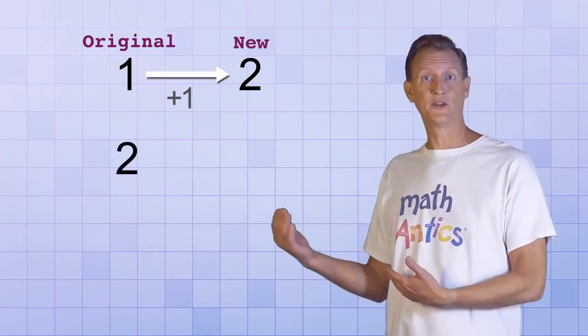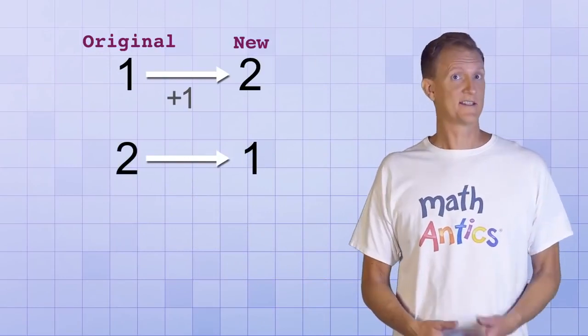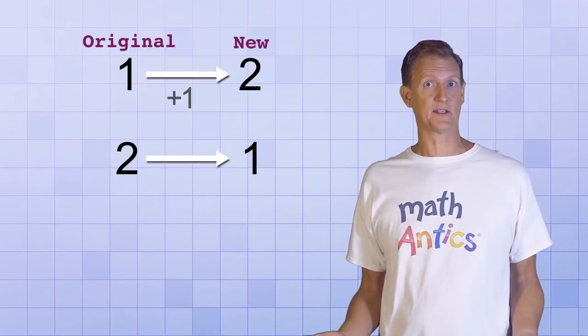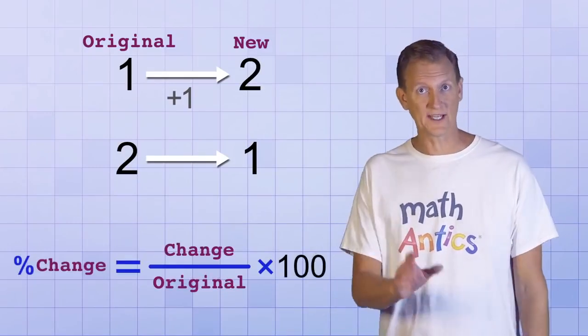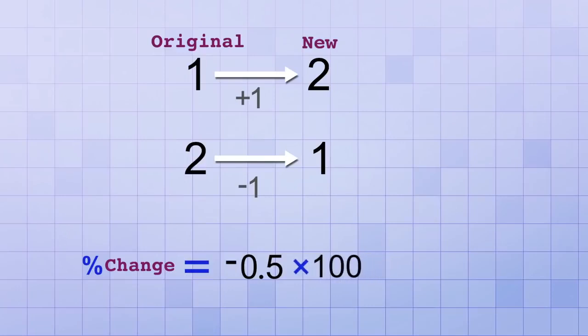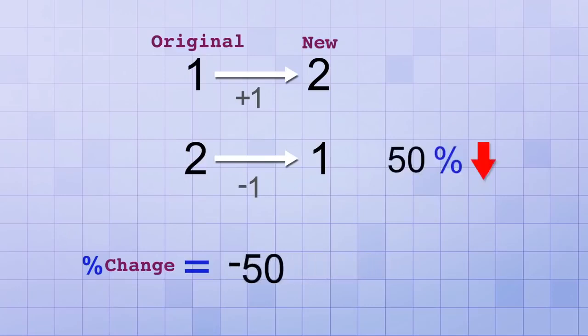But what if you start with 2 and then end up with 1? Considering what we just learned, you might be tempted to think that that's a decrease of 100%. But if we use our formula, we'll see that that's not the case. Since the original amount is 2, we put a 2 on the bottom of the fraction, and the change is negative 1, since we decreased from 2 to 1. So a negative 1 goes up on top. Now, if we simplify, we get negative 1 divided by 2, which is negative 0.5. And negative 0.5 times 100 is negative 50, or a 50% decrease.